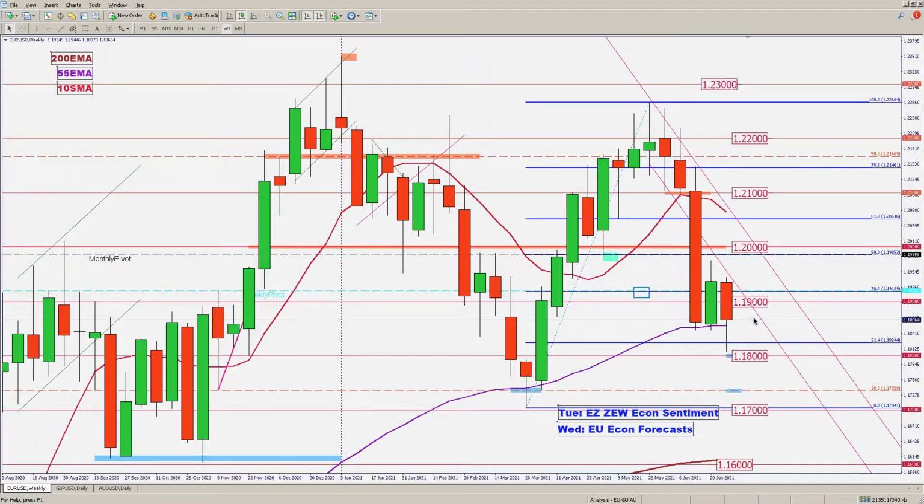We'll see when it will test the support level again. And if it does break below the 118, then the next key support will be at the 38 fib retracement of the bigger swing move, which we highlighted the previous week at the 117.35 area.